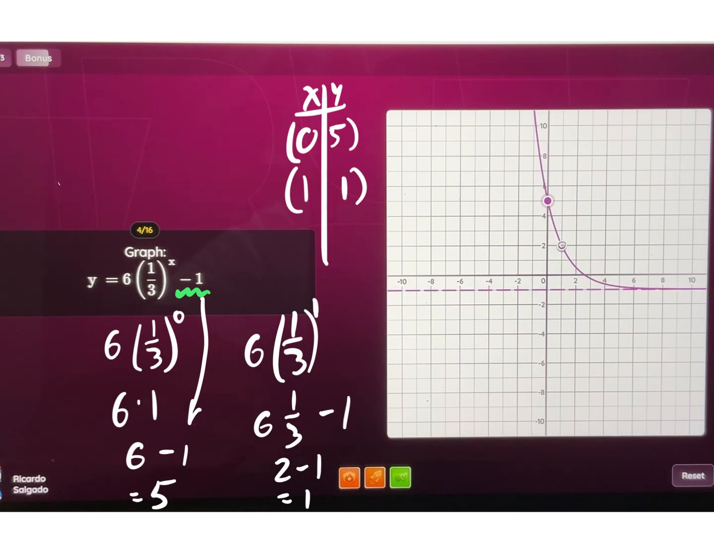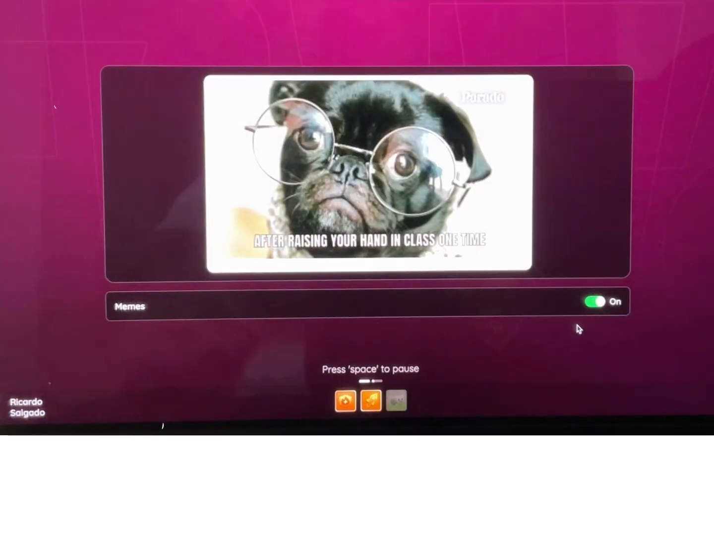So go to the location 1, 1, take the second point, go to the location 1 on the x, 1 on the y, there it is. And you are done. Submit that answer. Got it right.